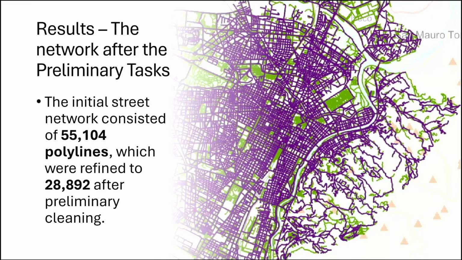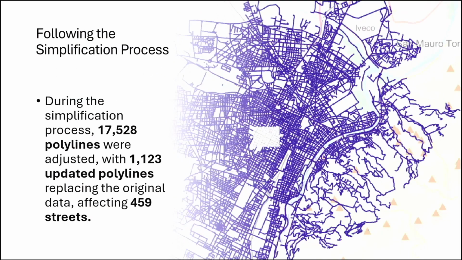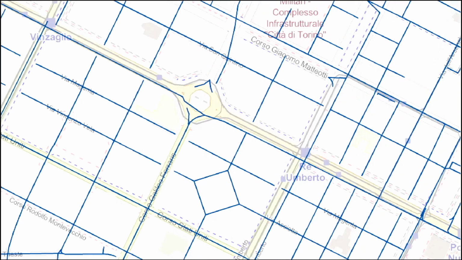After the pre-processing, we got the purple network, which we can see is already different from the green one, because we removed all the polylines without names. So we removed a lot of polylines. We have the numbers on the left. After the simplification, we got this network. From this zoom, we can't see anything. So let's zoom into one of the parts in Turin.